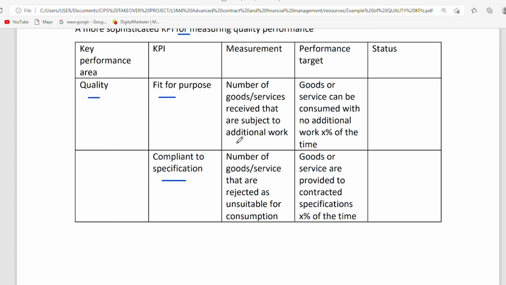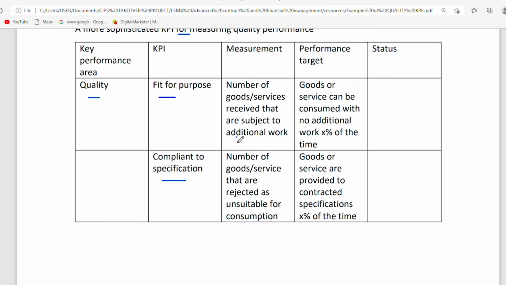So if we receive goods and we have to do something extra, then that goes to tell you that those goods are not fit for performance, because we need to modify them so that we can use them, right? And that will mean they're not fit for performance. And then the target, so goods or service can be consumed with no additional work.